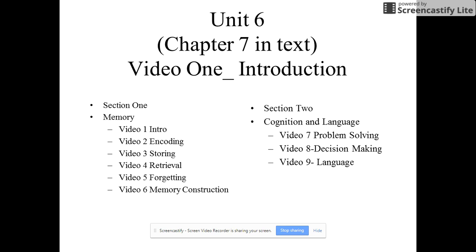Okay, so this is Unit 6. In your textbook, if you're using your textbook, it is actually Chapter 7. So this is the first video. It's the introduction, so make sure you're titling it, and you might want to title it Memory.